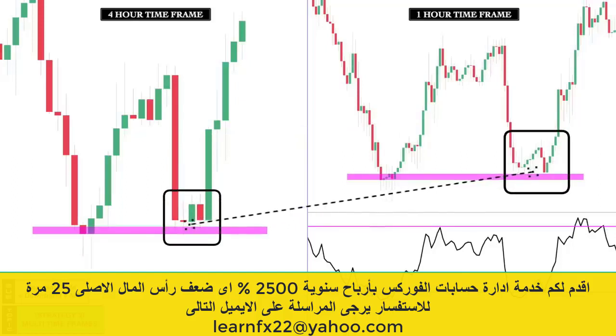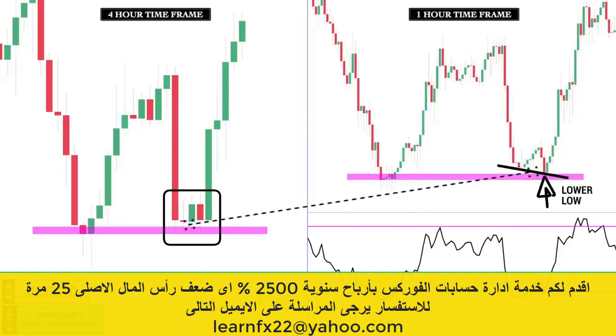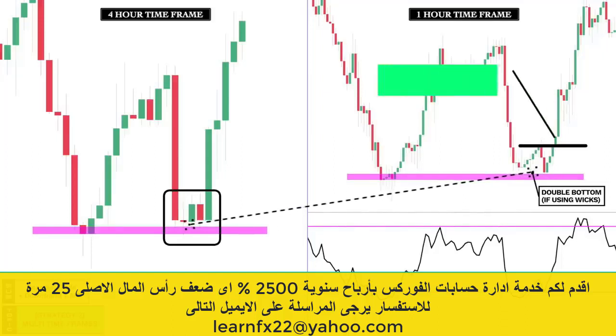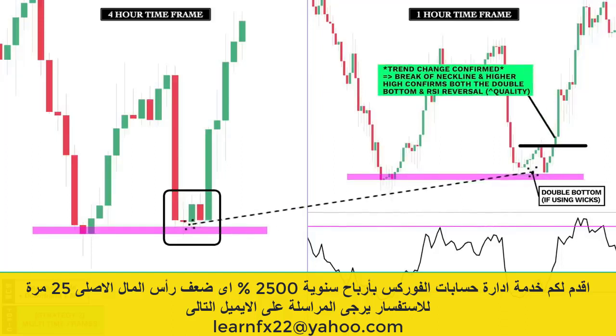Now, if you use candle closes for your analysis, this is the lower low, whereas the RSI makes a higher low, which formed a divergence and is an early signal of a possible trend change from a downtrend to an uptrend. This can also be viewed as a double bottom, which is a reversal pattern. Neckline placed at the recent swing high here, and once price breaks above and makes a higher high, it confirms both the double bottom reversal and the divergence reversal, which makes this a higher quality trade.